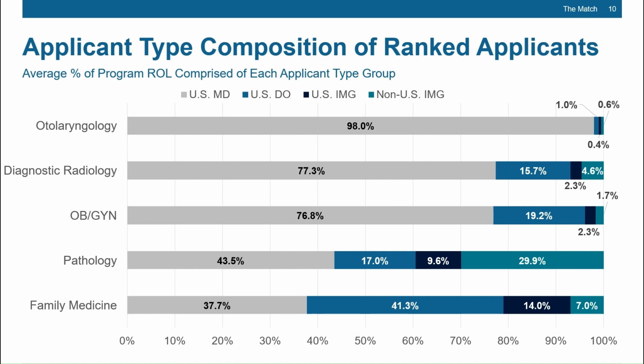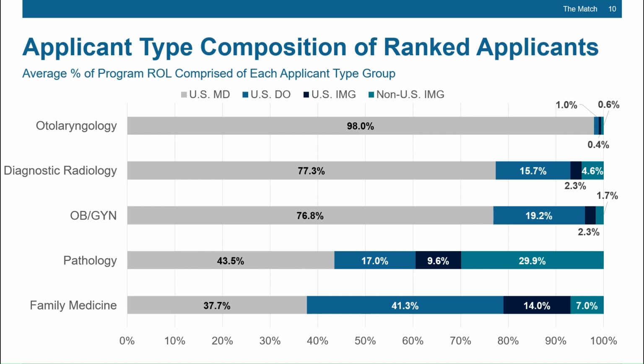As can be easily seen in the color breakdown, applicant type composition varies widely across these 5 specialties. On average, otolaryngology programs' rank order lists consist of nearly only USMD applicants, which we can see in the 98% within the gray bar for this specialty.